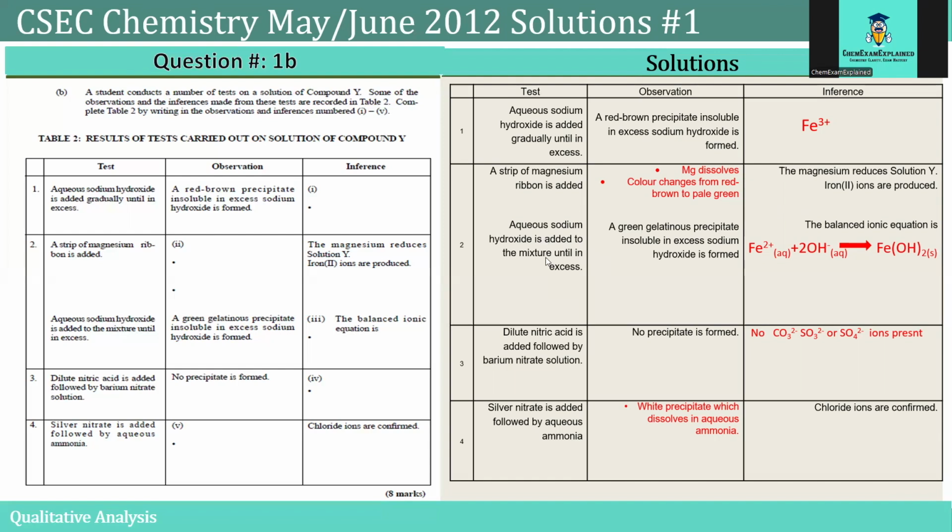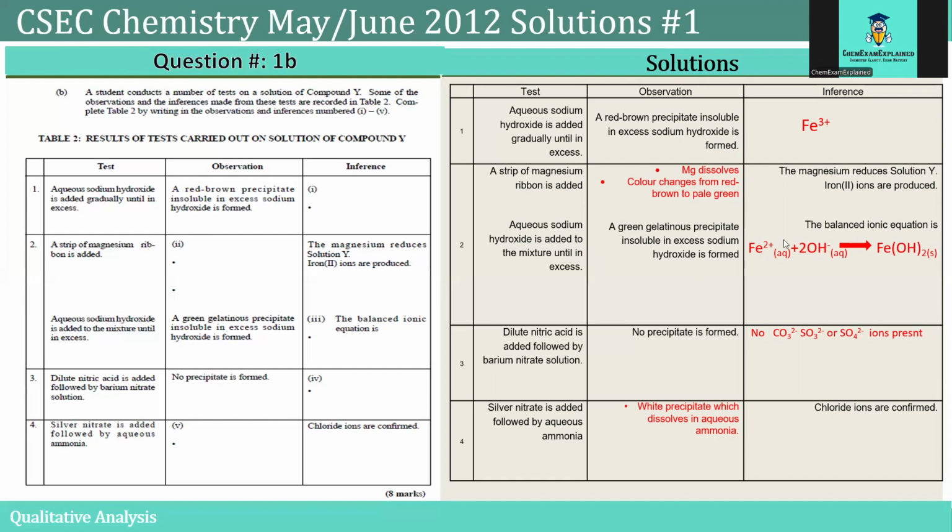So for the next part of the test 2, aqueous sodium hydroxide is added to the mixture until in excess. So we're adding aqueous sodium hydroxide in excess to the mixture that contains iron 2 ions, and that will give us a green gelatinous precipitate. And that precipitate, of course, is iron 2 hydroxide. This will be insoluble in excess. That is, it will not dissolve when the excess sodium hydroxide is added.